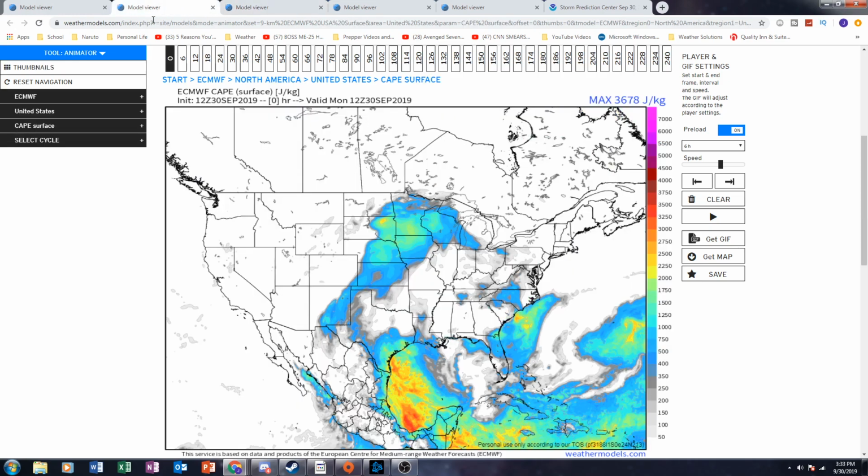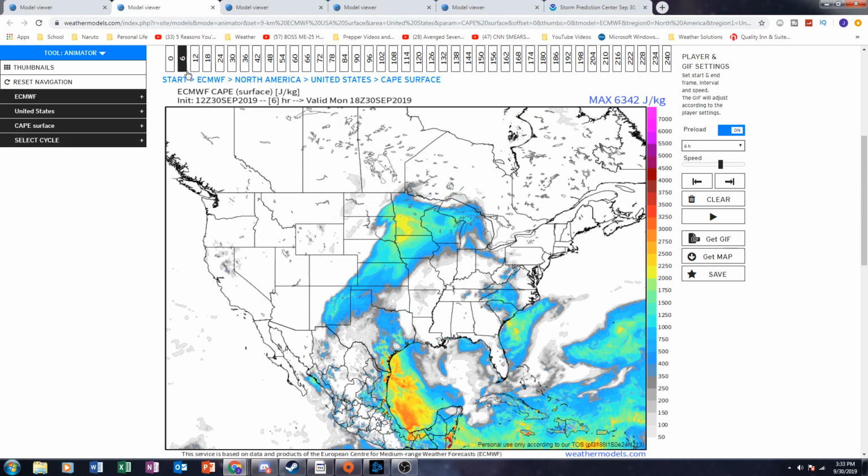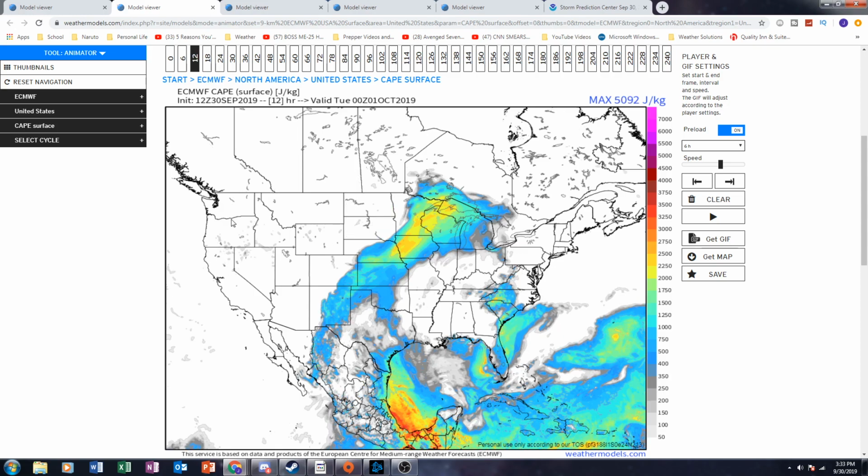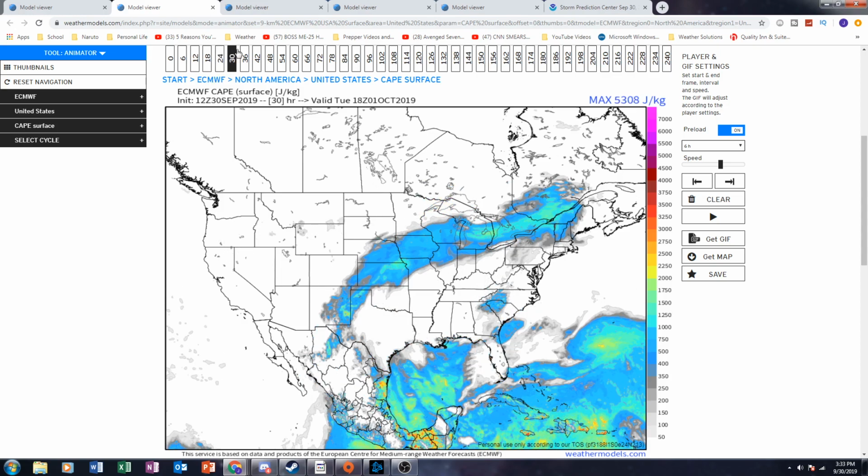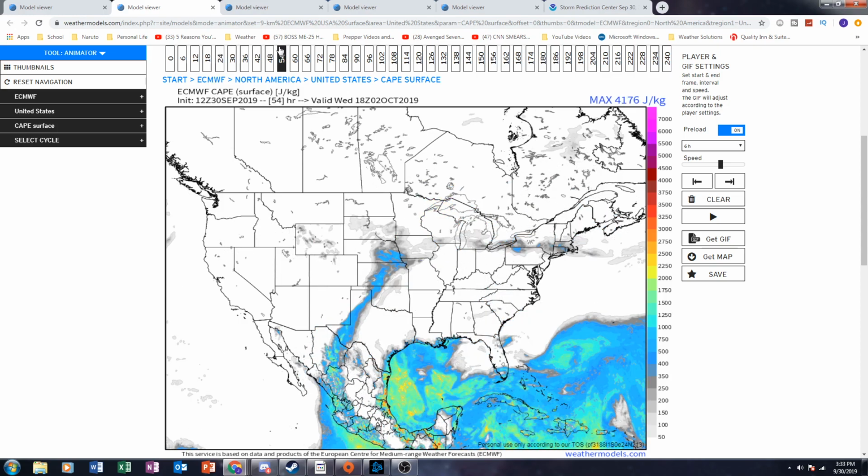We're going to take a look at CAPE here. So I made a comment in my video earlier that Wednesday could be a hail day. You could possibly see a higher risk for hail in the Kansas area. And now I kind of wanted to explain my thinking there.